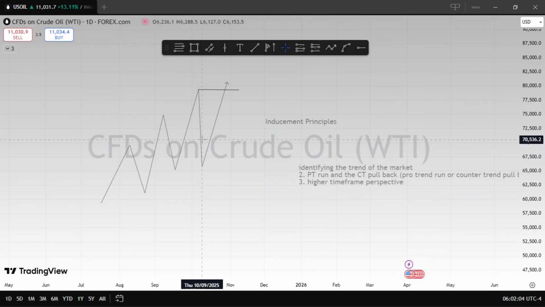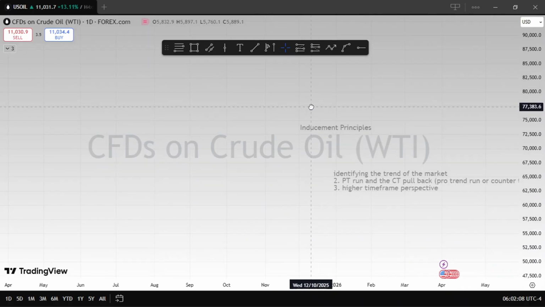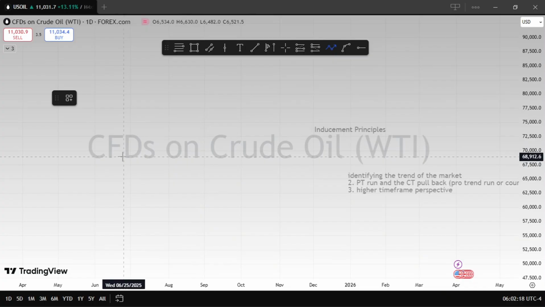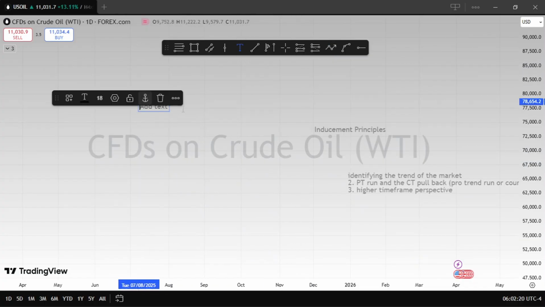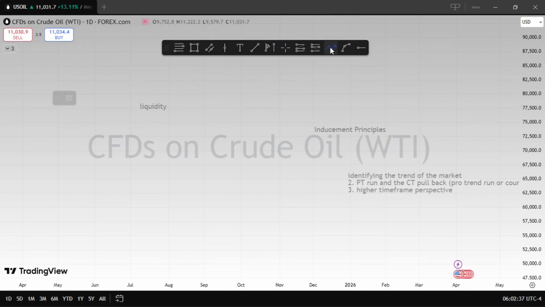And then where inducement comes in, inducement is basically liquidity. You understand? Liquidity explained in layman's terms. Let me use the text box.